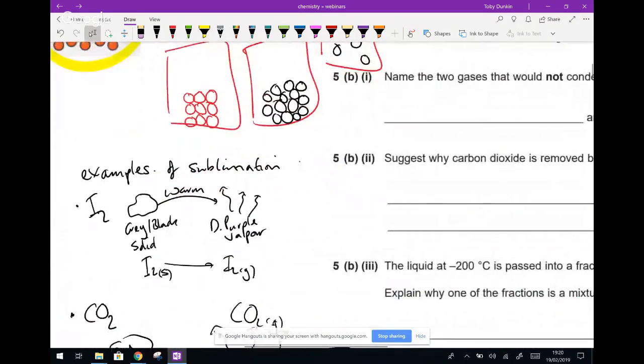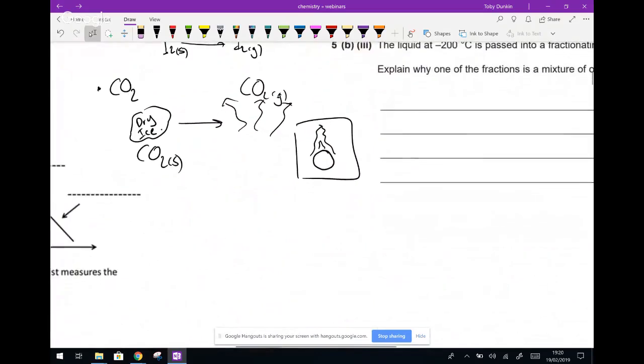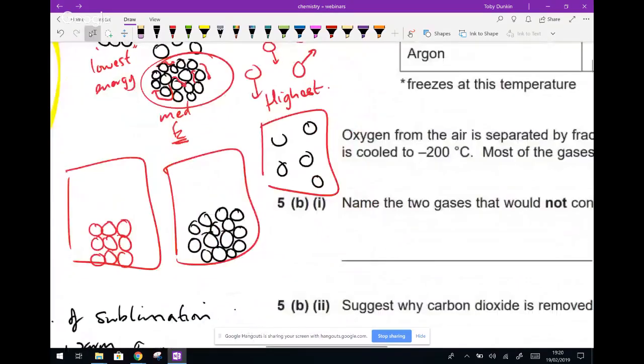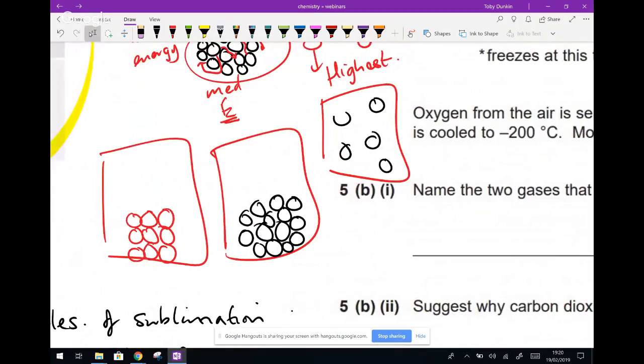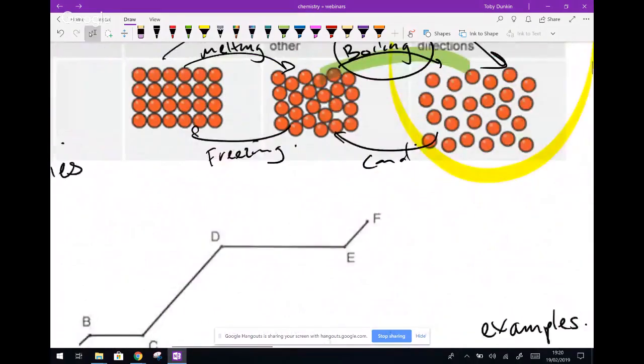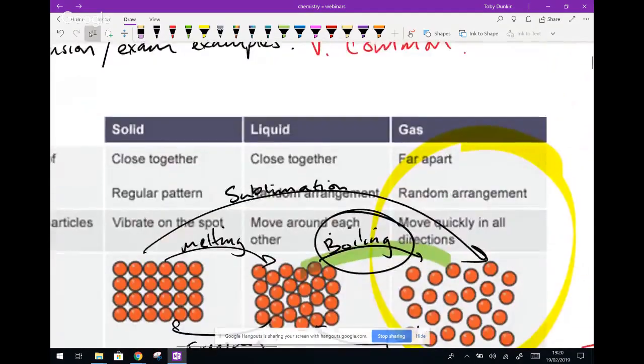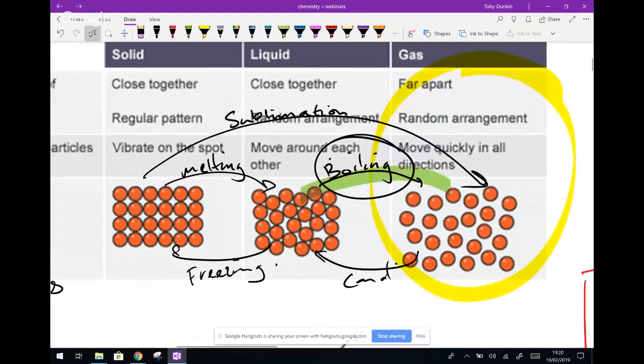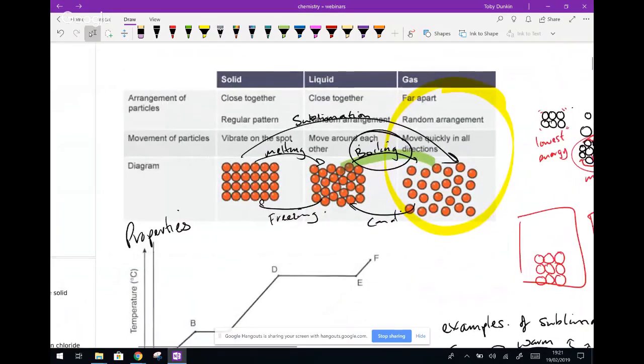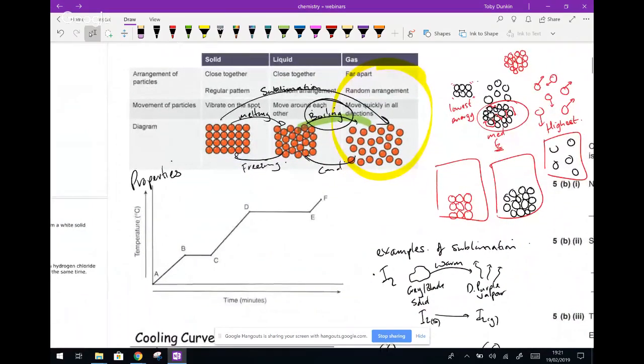But color's complicated. The next thing for me to mention is this idea of descriptions. You do need to be able to describe these. I put it over here: solids have a regular arrangement, close together. Liquids have a random arrangement, close together, and are able to move over each other. Gases are far apart, random, moving quickly in all directions. The descriptions are there, and they really do like to ask about it.